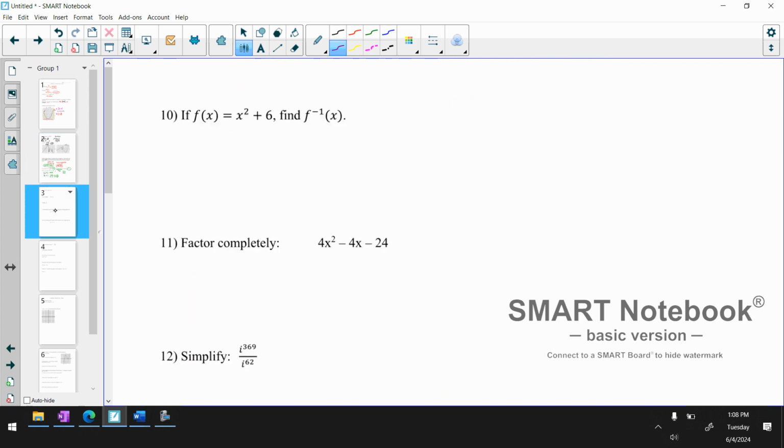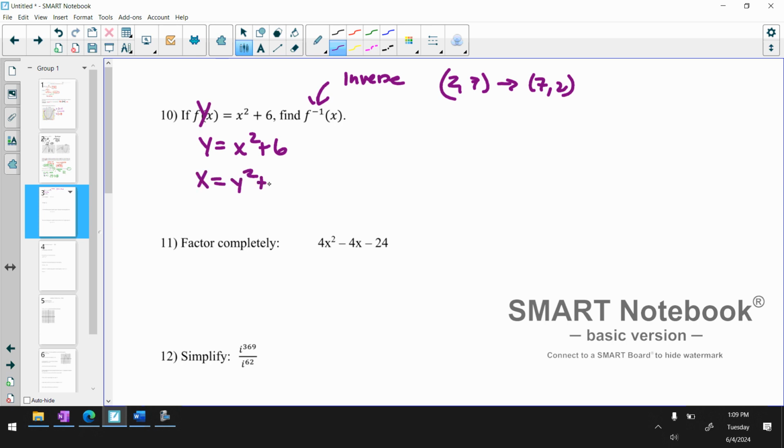All right, next one, just a straight function. And then I give you this, f to the -1. That is inverse. If it's a point, 2, 7, you switch it: 7, 2. Switch x and y. If it's an equation, y equals x squared plus 6, this is the same as y. Switch x and y and solve for y. And then we're going to take the square root. So I get y equals the square root of x minus 6.